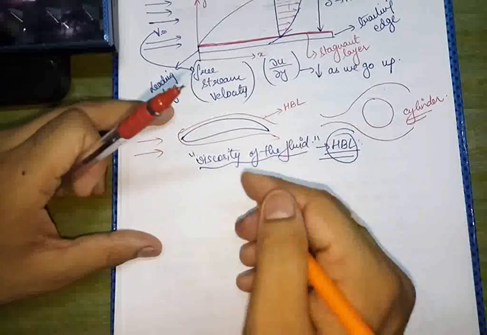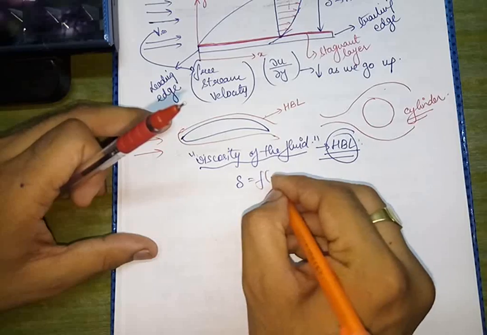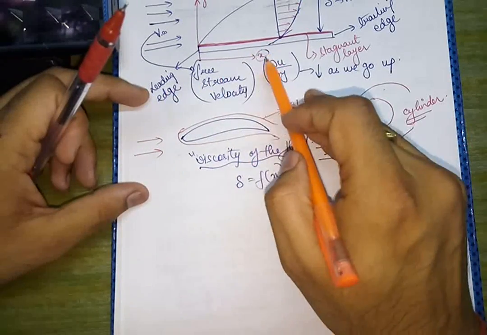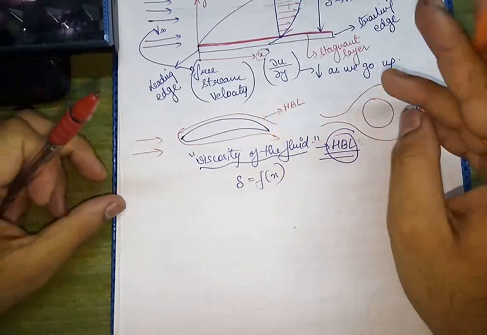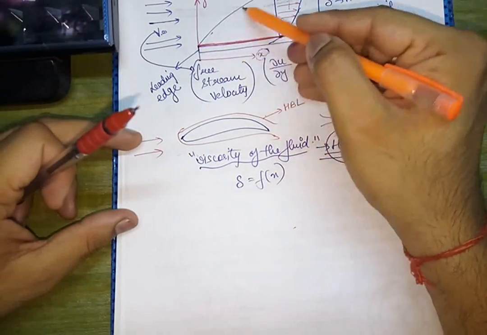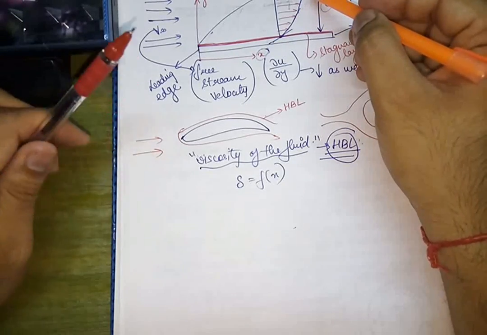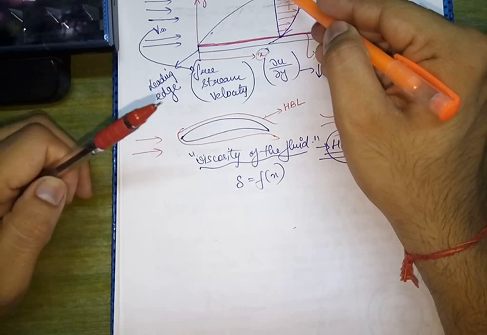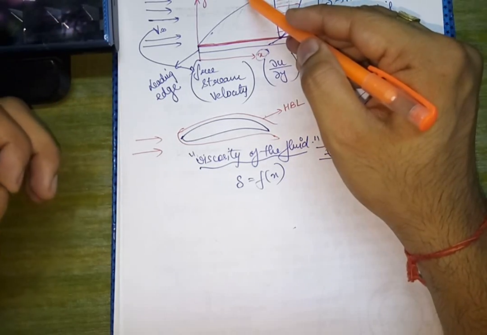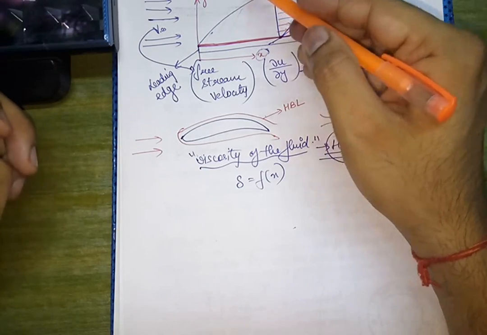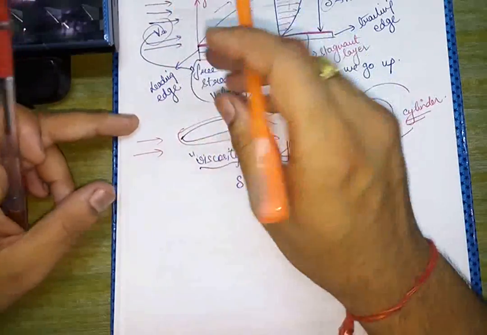layer. Now the hydrodynamic boundary layer thickness is called delta, and it is a function of x, the x coordinate. Okay, now within the hydrodynamic boundary layer, velocity gradients exist. But if you look outside the boundary, there will be no velocity gradient, and outside this boundary, everywhere the velocity will be equal to v infinity.